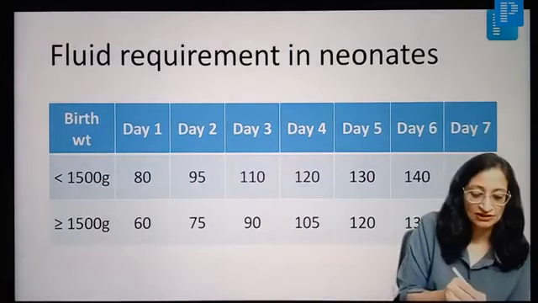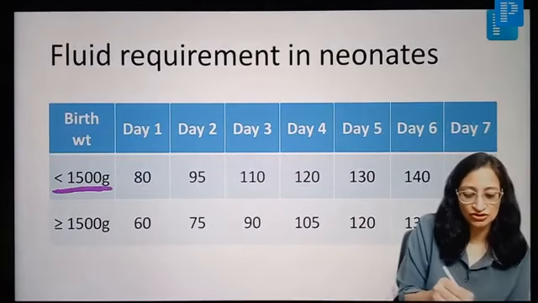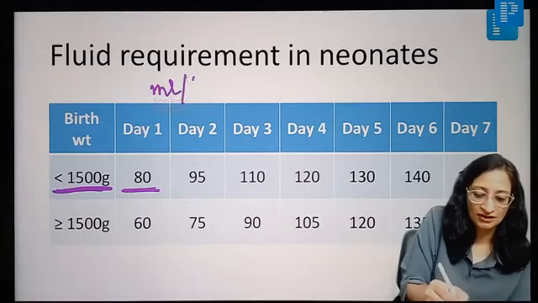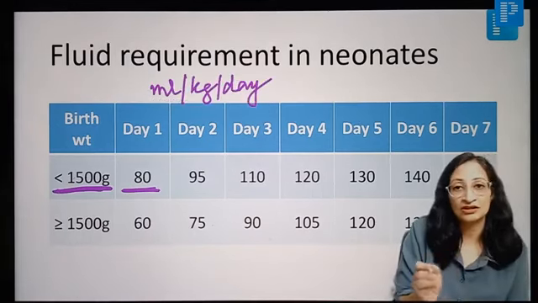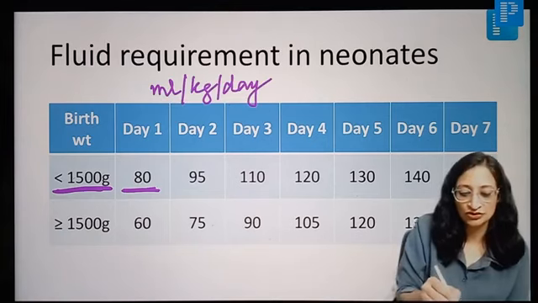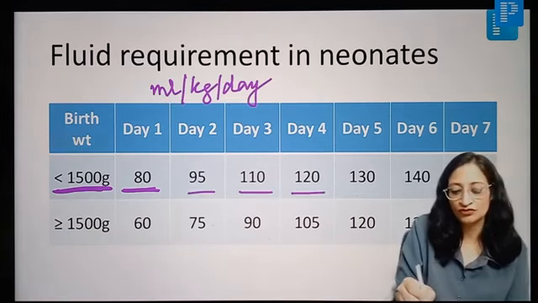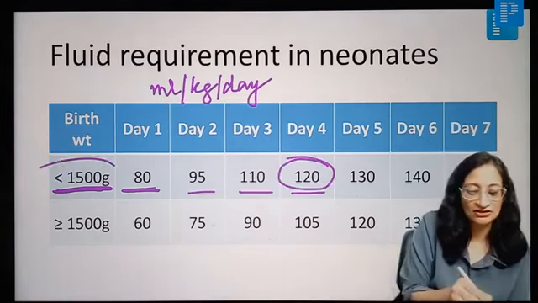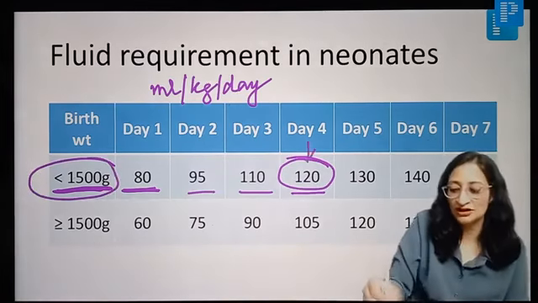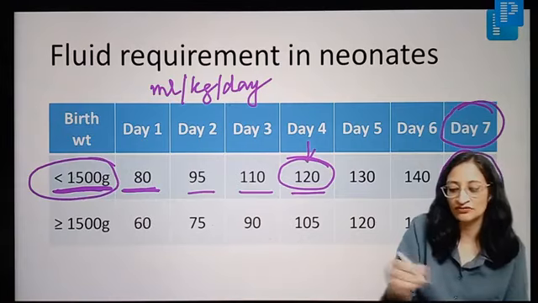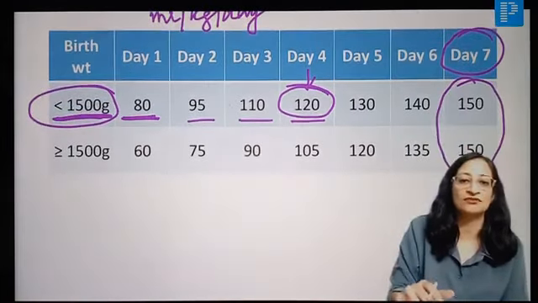Remember, if the baby's birth weight is less than 1500 grams, you start on day 1 with 80 ml per kg per day of fluid, and you go on increasing 10 to 15 ml every day. So day 2 it will be 95, day 3 it will be 110, day 4 would be 120. Our question is asking weight is less than 1500, that means weight is 1300. Day 4 you have to give 120 ml per kg per day. Day 7 and beyond, we give 150 ml per kg per day.